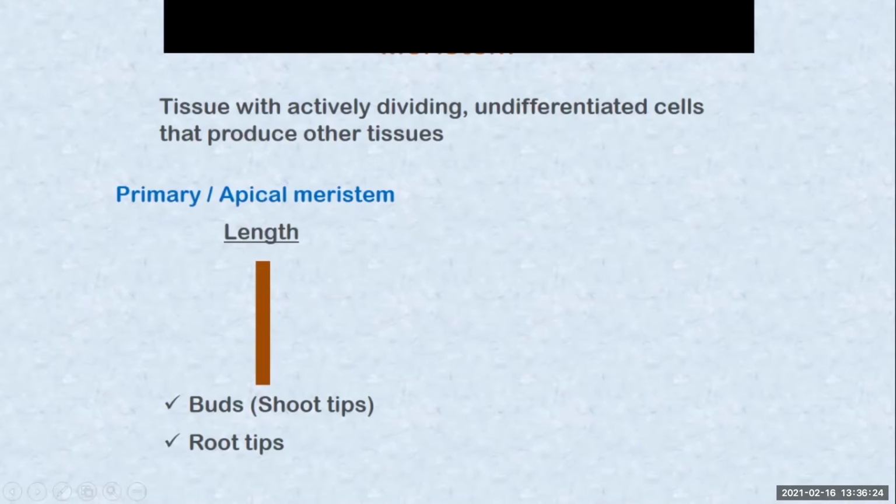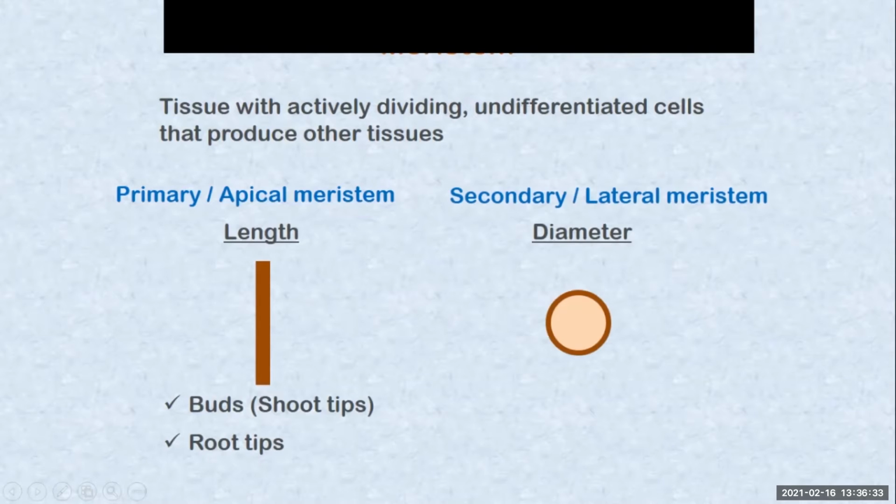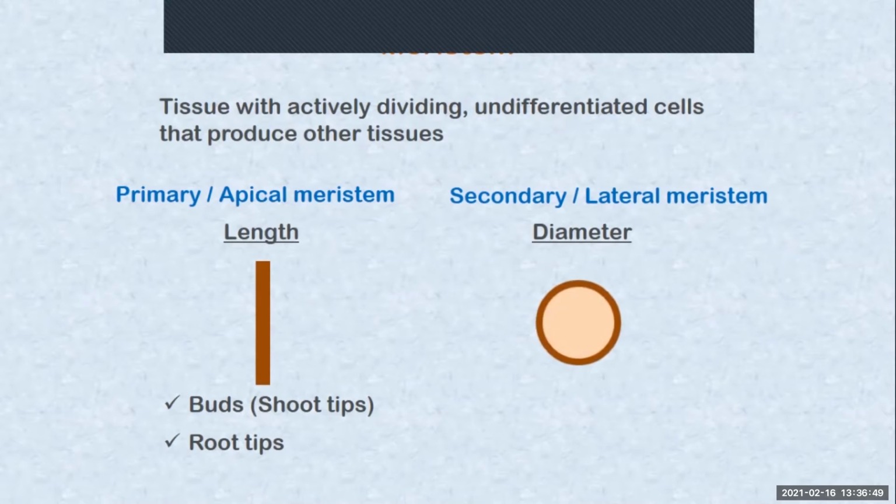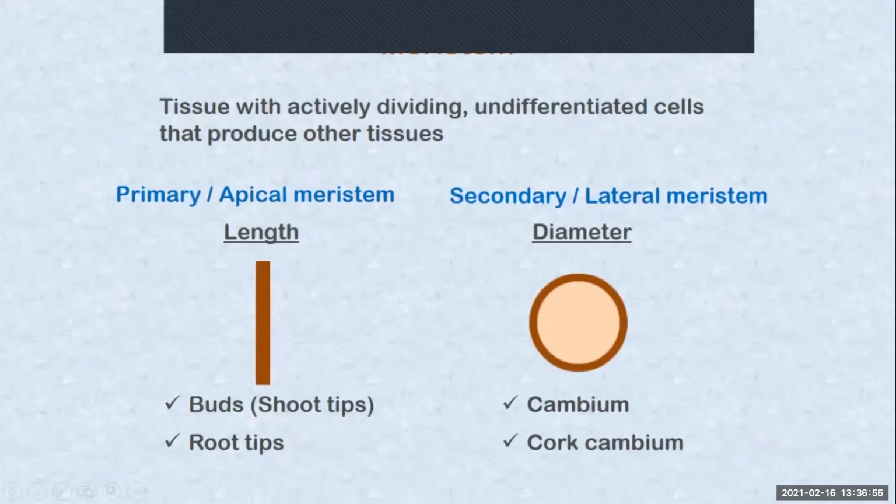Okay, all right, so we're back to, that says meristem up there. So we talked about the apical meristem. There's also a secondary or lateral meristem, and this is a meristem that produces growth in diameter or growth in width. And so there are a couple of lateral meristems or secondary meristems that we're familiar with.